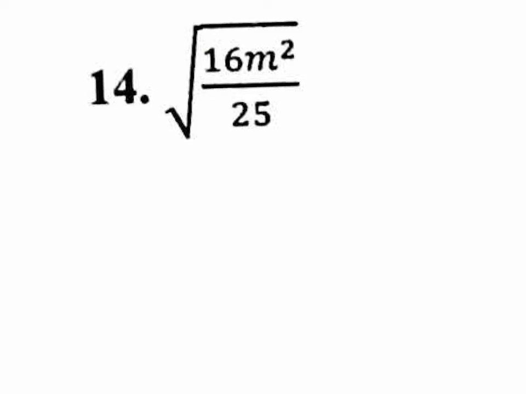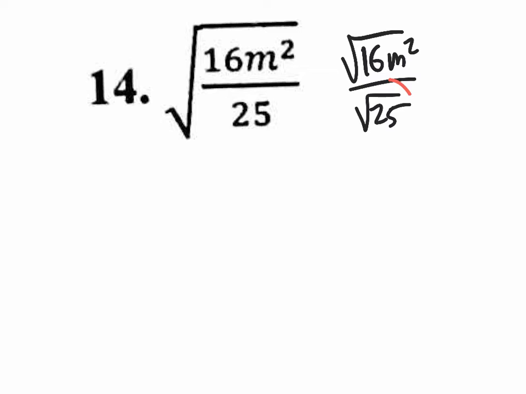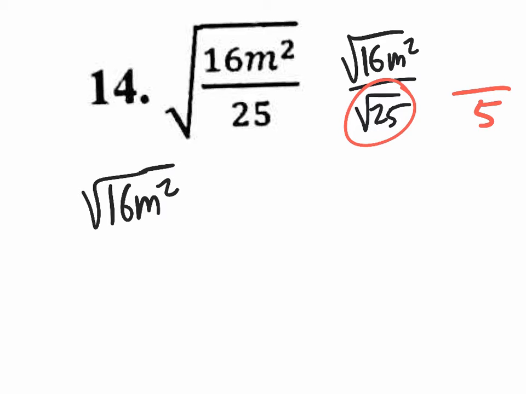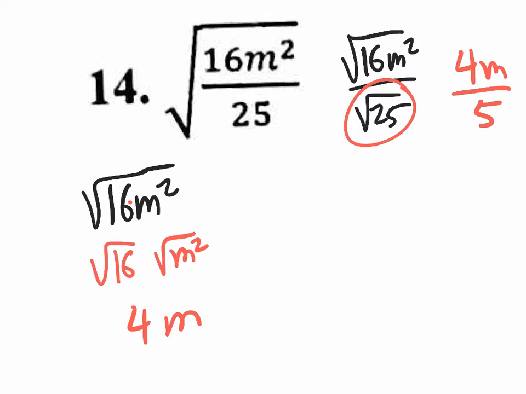Number 14, any radical you could split, especially if there's no addition or subtraction on the inside. So what we really have is the square root of 16m squared over the square root of 25. It's like two separate problems. This one's really easy. The square root of 25 is 5. And up on top, let me do this square root of 16m squared separately. I'm going to separate the root to the 16 and to the m squared. The square root of 16 is 4, and the square root of m squared is m. So your final answer is 4m divided by 5.